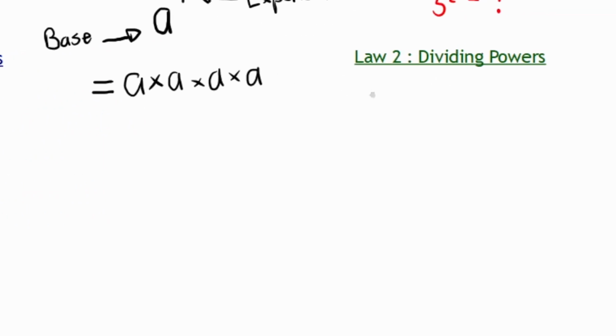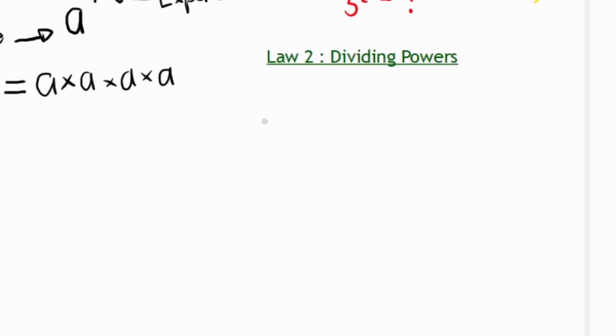Since we have already looked at the law of multiplying powers, it only seems right that we look at the law of dividing powers. And there, enter law 2. So law 2 would help us extremely if we have the following example. So say we have the question a to the power of 5 divided by a to the power of 2. Now this can be written as a fraction as well, but we'll get to that later.